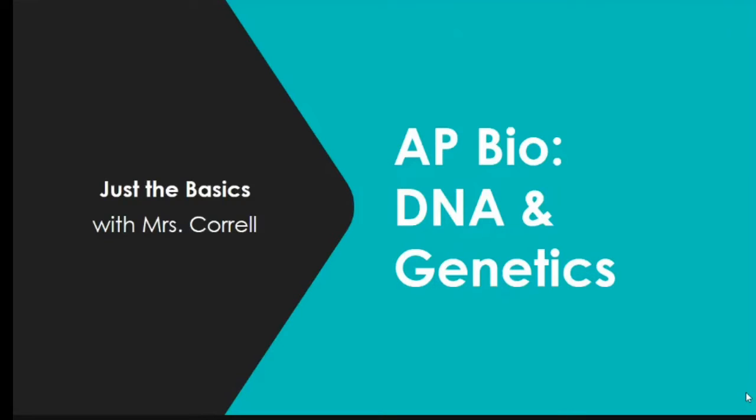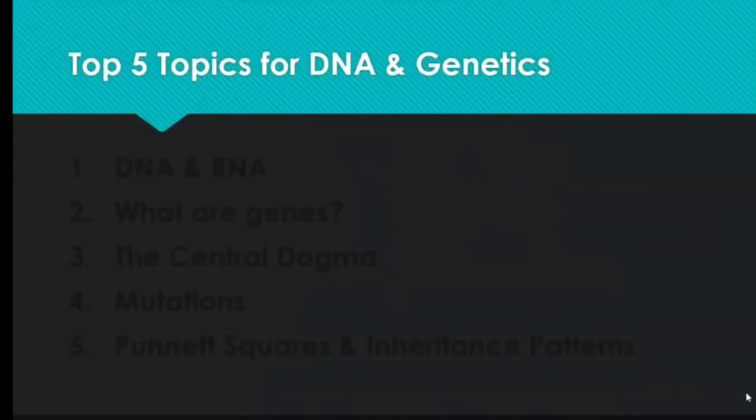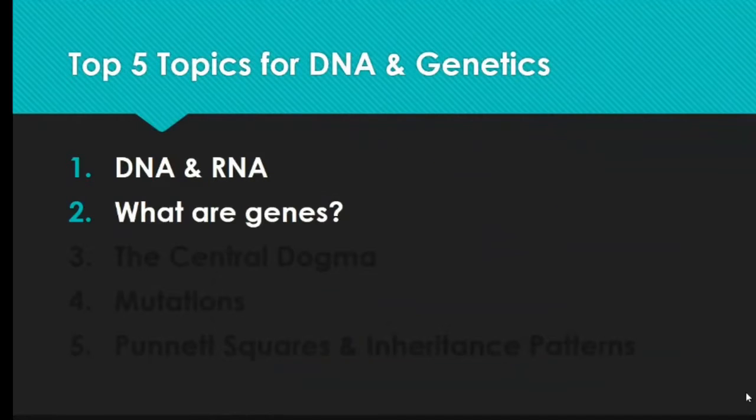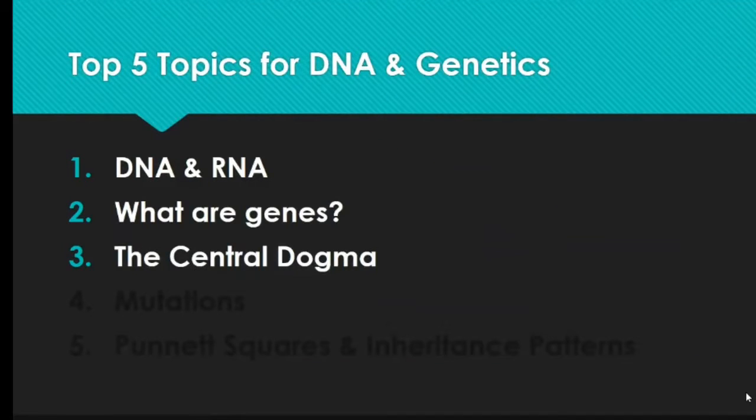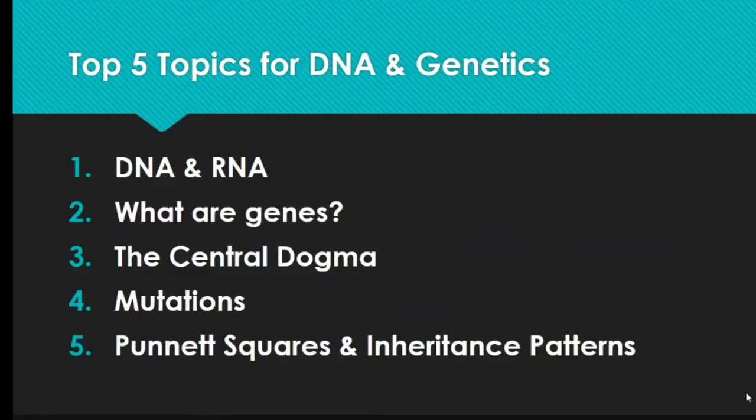This one's for DNA and genetics. I'm just going to give you a quick 5 topics. The topics are 1, DNA and RNA, 2, what are genes, 3, the central dogma, 4, mutations, and 5, Punnett squares and inheritance patterns. I'm just going to warn you up front, I'm just going to kind of scratch the surface on all of this.